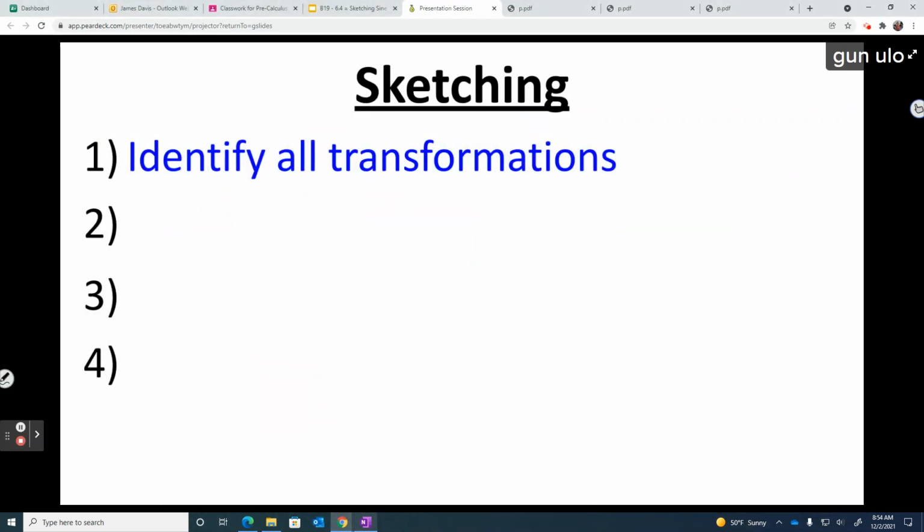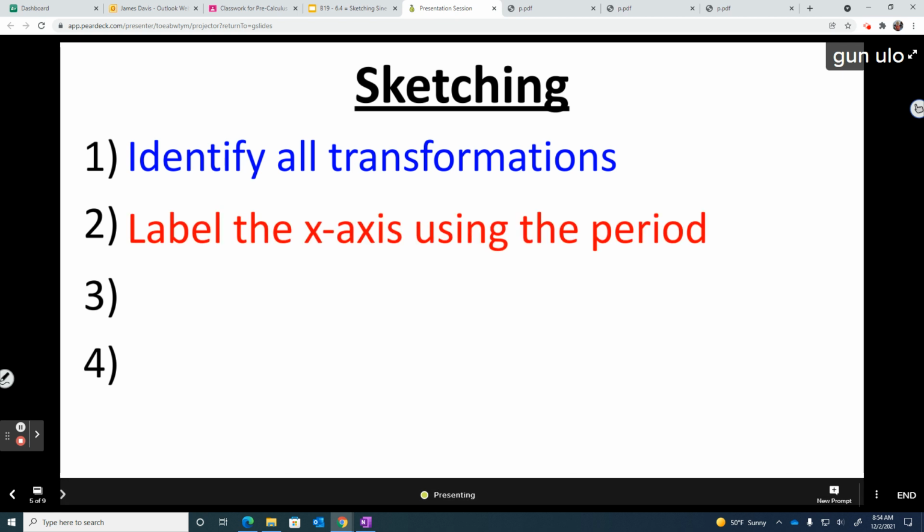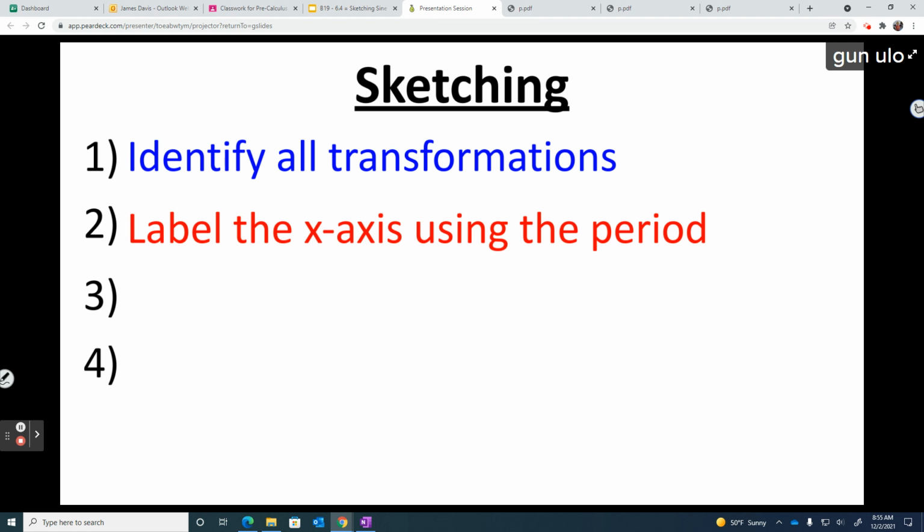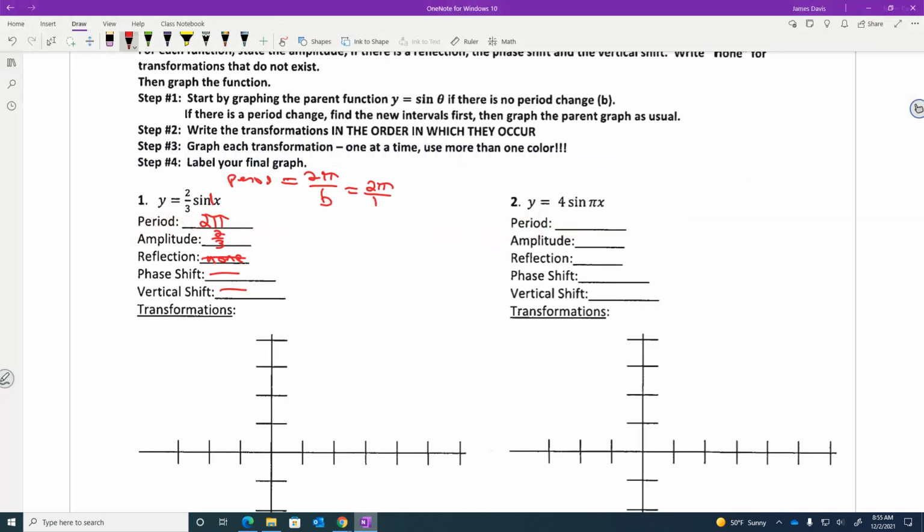All right, let's flip back to our notes here. Next, we're going to label the x-axis using our period. Depending on what the period length is, if the period is 4 pi, then we're going to want to label the x-axis a little bit differently. Or if it's pi over 2, we label the x-axis differently. Let's try that using this.